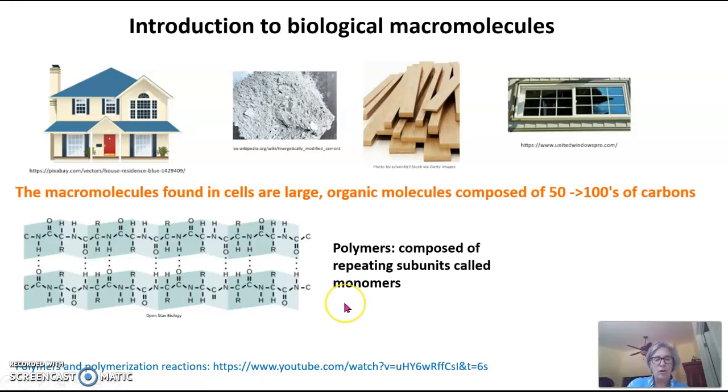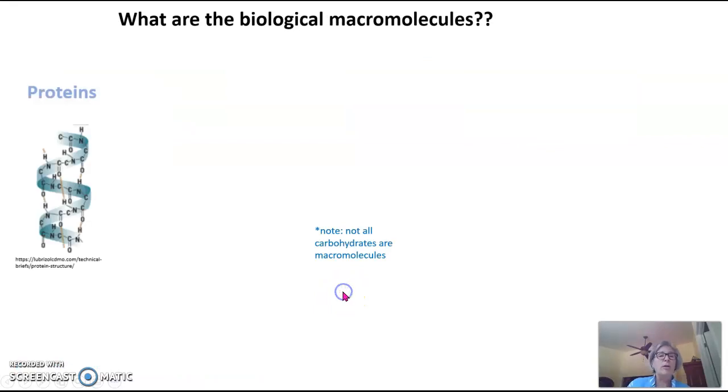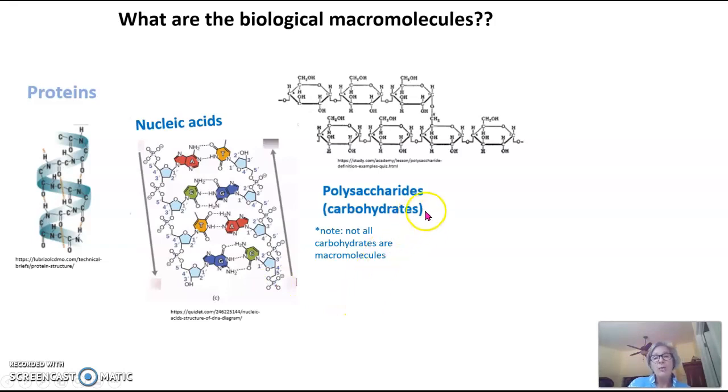The final category of macromolecule is not a polymer, but it is still considered a macromolecule because it's large. Macro meaning large. So what are these biological macromolecules? Well, we have proteins, nucleic acids, polysaccharides, which fall under the category of carbohydrates.